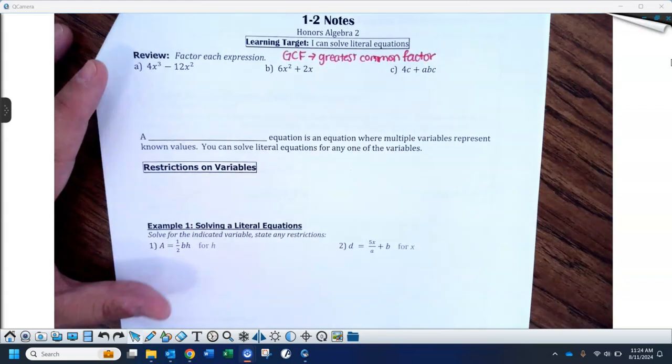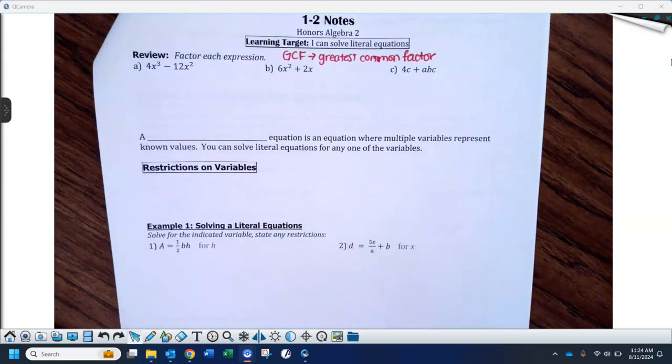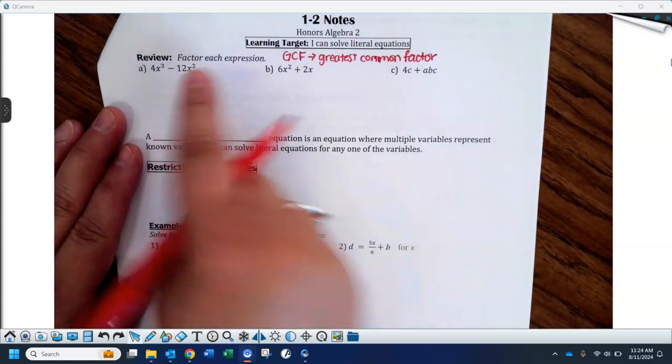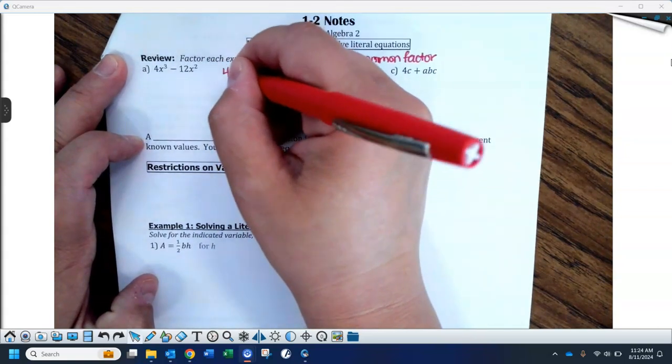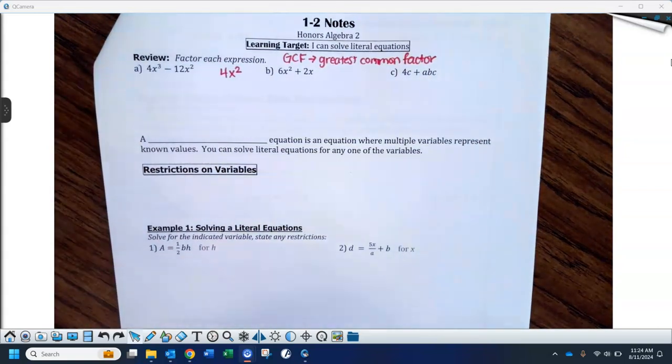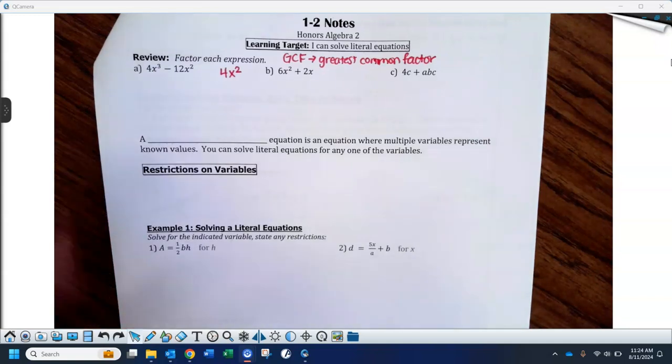So what I want to look for here in each of these expressions, these are not equations, is anything that the terms have in common in terms of a number or a variable. In that first question, 4 and 12 are both divisible by 4, and then I have at least an x squared in each of those. So my greatest common factor there is going to be 4x squared.